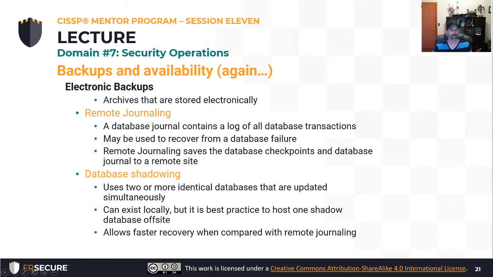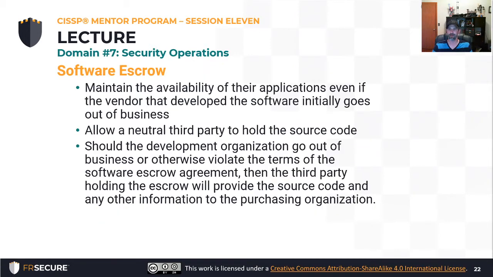Then you have database shadowing, and that's going to be two or more identical databases that are updated simultaneously. If you have real-time replication, that's basically the same thing as data shadowing. It can exist locally, but ideally your shadow copy should live somewhere else. If you're going to use these mechanisms, you might as well take advantage of the additional benefit you get from having that data stored off-site. And then database shadowing is going to allow for a more timely recovery than with just journaling alone.